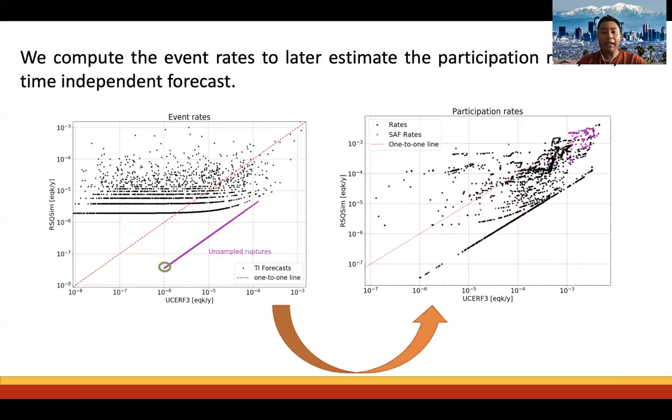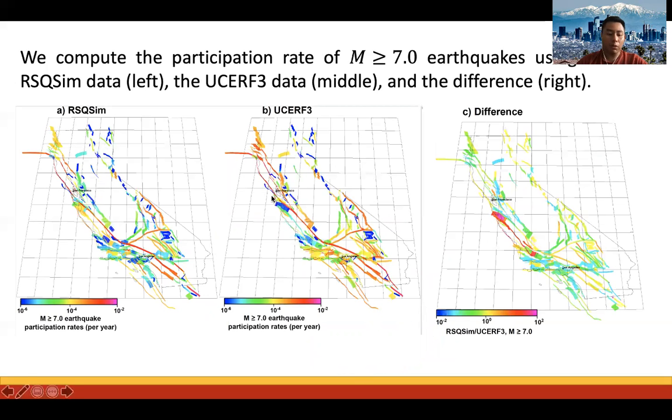Again, in the horizontal axis, we plotted the user 3 event participation rates, and in the vertical axis, we plotted the RSQ-SIM results. We have the one-to-one line right here, and in purple, we showed the participation rates of the San Andreas subsections. Please notice that these ruptures have the higher values for participation rates.